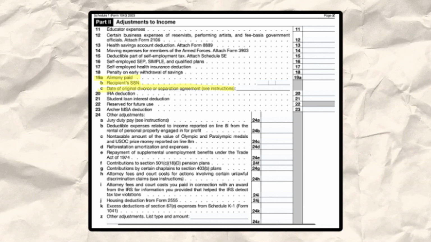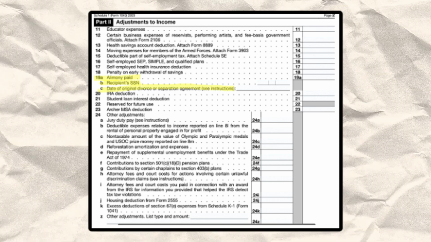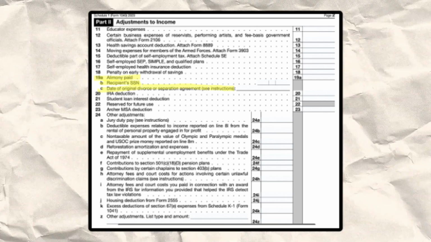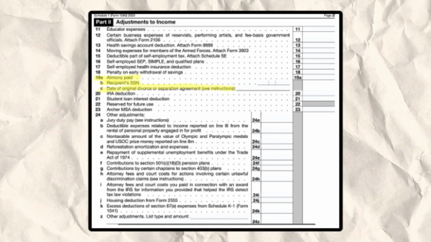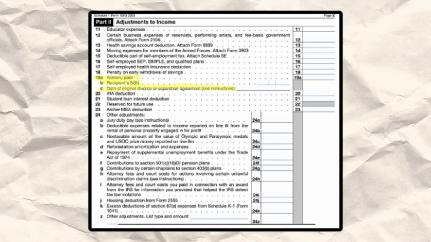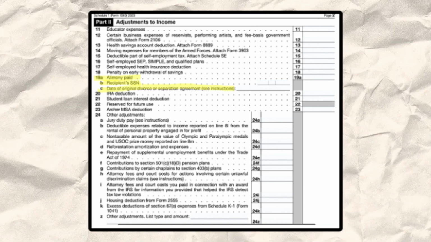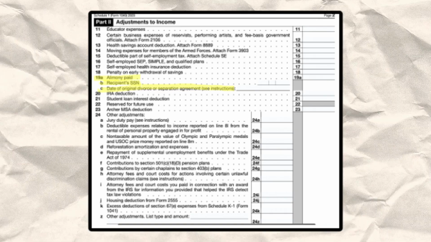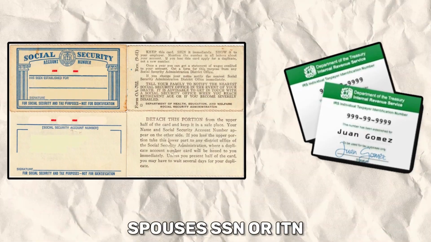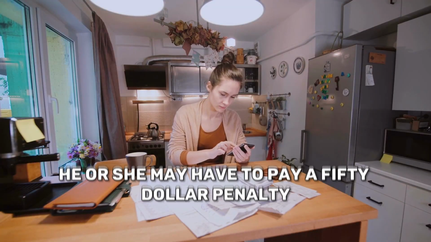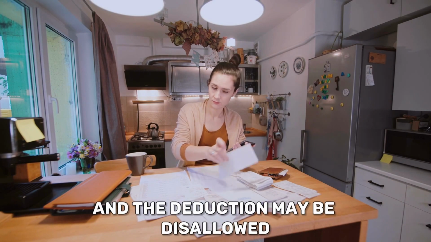In the space provided on line 18B, enter the recipient's SSN. If the taxpayer paid alimony to more than one person, enter the SSN or ITIN of one of the recipients. Show the SSN or ITIN and amount paid to each other recipient on an attached statement. Enter the total payments on line 18A. Note that if the taxpayer does not provide his or her spouse's SSN or ITIN, he or she may have to pay a $50 penalty, and the deduction may be disallowed.